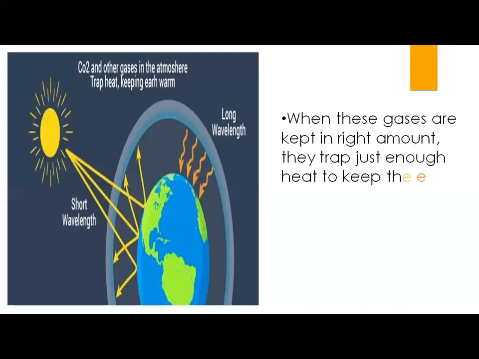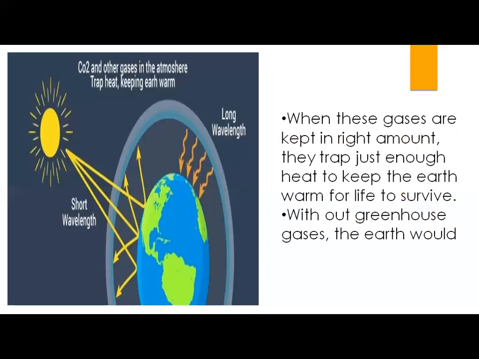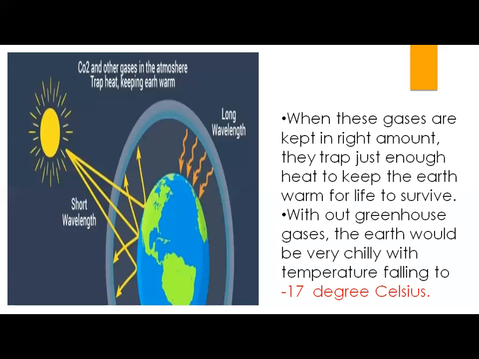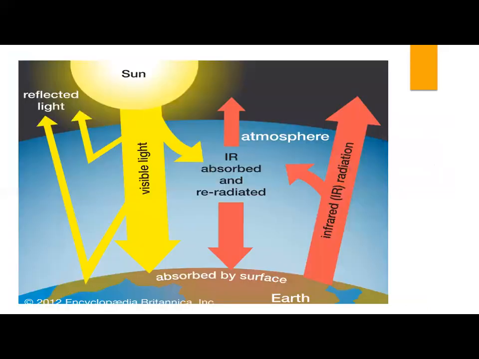When these gases are kept in the right amount, they trap just enough heat to keep the Earth warm for life to survive. Without greenhouse gases, the Earth would be very chilly, with temperature falling to minus 17 degrees Celsius. If we want to make our planet Earth cooler, then we should all decrease the amount of greenhouse gases in the atmosphere. Here is another picture. It will show you the process of the greenhouse effect.